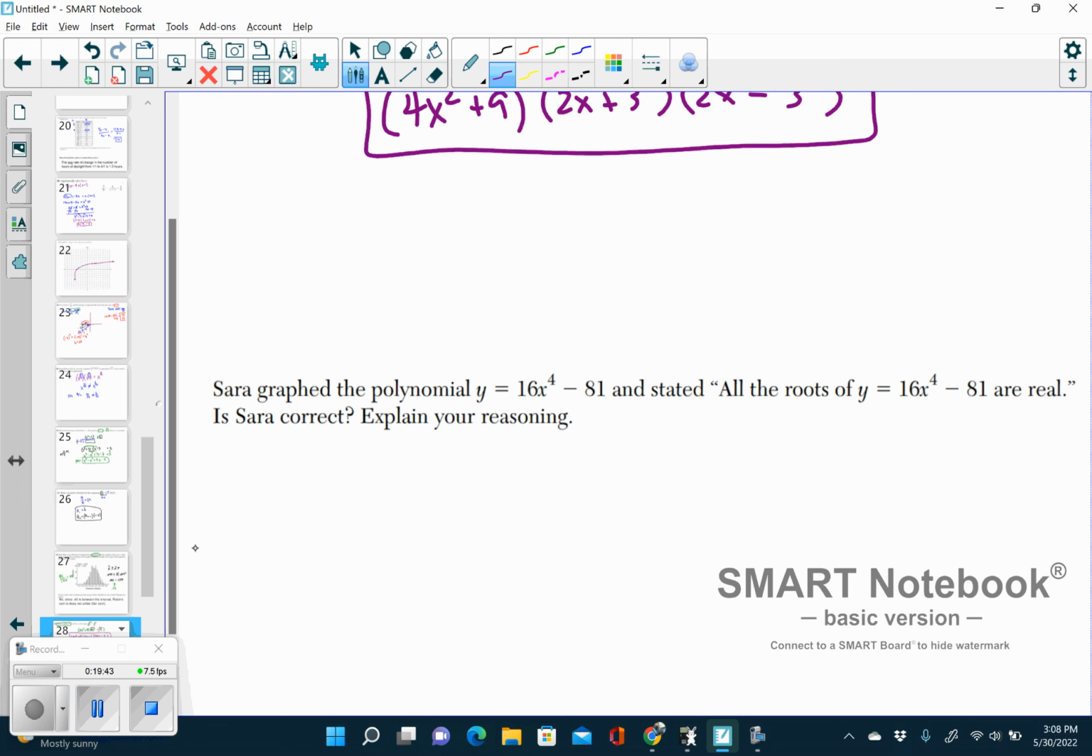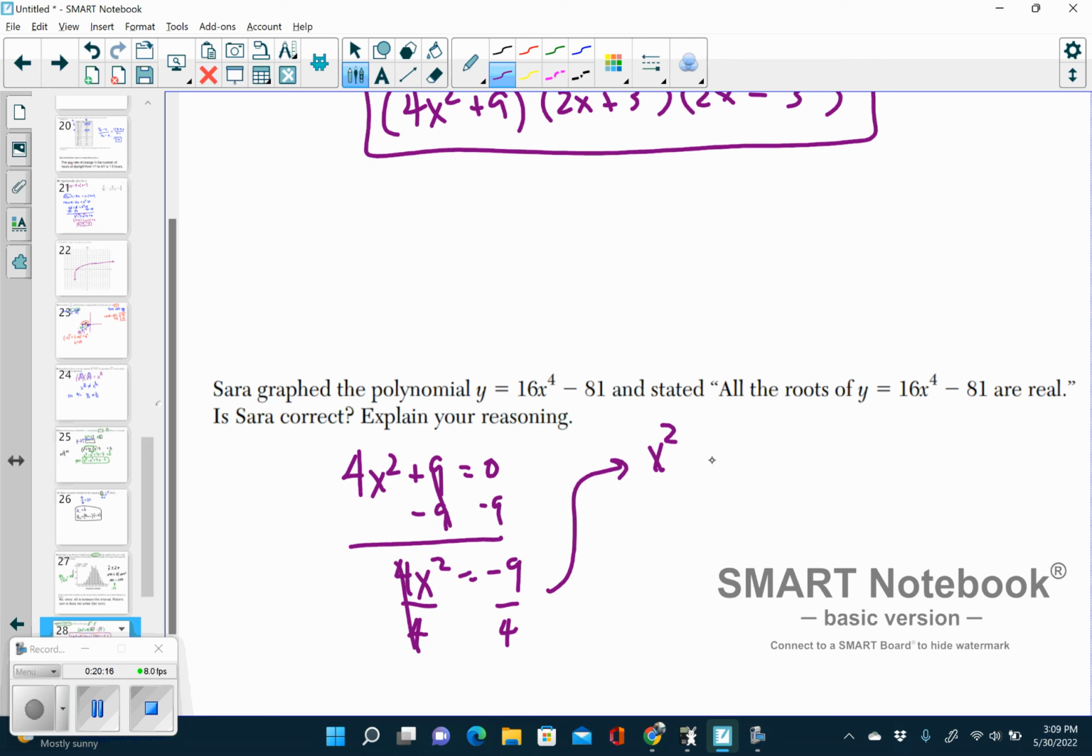Sarah graphed the polynomial and stated all the roots of this are real. Is she correct? So to do that, let's go ahead and solve. So 4x squared plus 9, roots are real, so we're going to set it equal to 0. So we're going to do minus 9 minus 9. So we get 4x squared is equal to negative 9. And I can tell right now that it's not going to be, but let me just finish this so you can see why I'm saying that. So x squared is equal to negative 9 over 4.